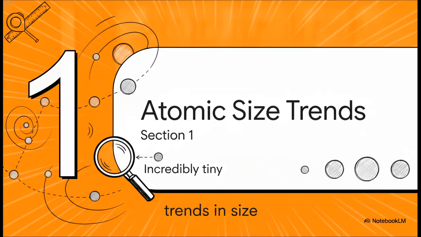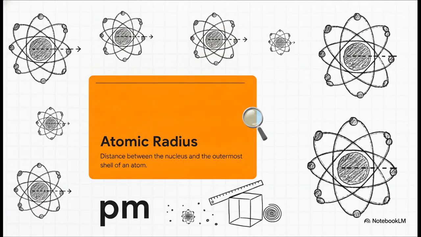All right, let's jump straight into Section 1, Trends in Atomic Size. We all know that size, or volume, is a really fundamental property of matter, right? But how on earth do we measure an atom when it's so incredibly tiny? Well, we measure it using something called the atomic radius. Now, please jot this definition down clearly in your notes.